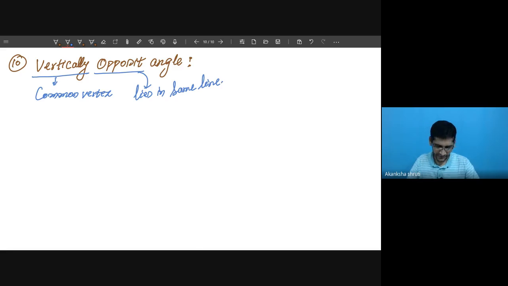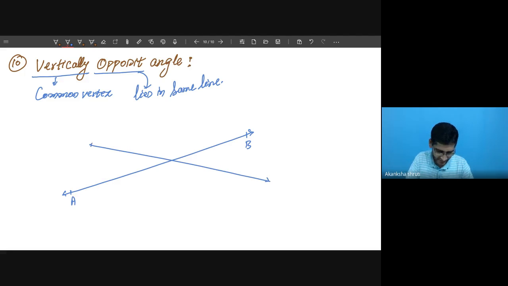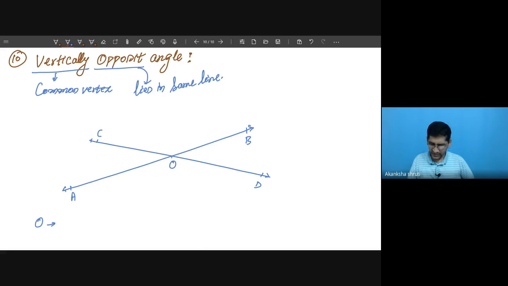That is another thing. So students, if I draw one line like this, let us call this A and B. The other line like this, let us call this C and D. Students, the point where they are intersecting, let us call this O. Getting my point? So O is here, common to both the lines. So O is acting as the common vertex.